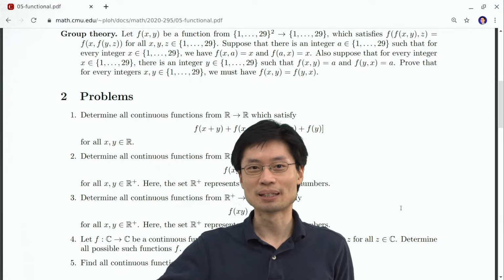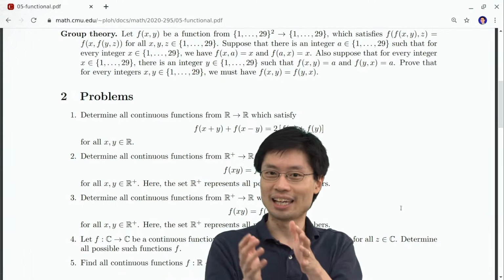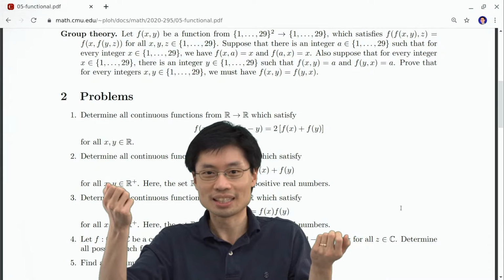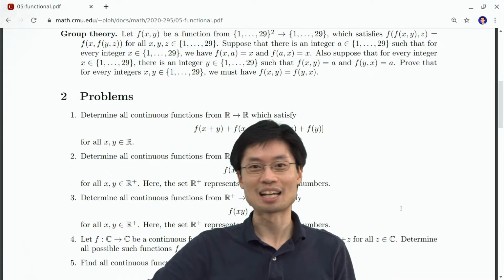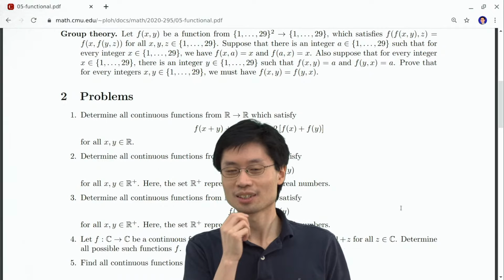Inverses, right? This is basically telling you that if a was supposed to be your identity, meaning you take anything with a, you get yourself back, then no matter what number you have from 1 to 29, you can take f with it and get back this identity. So they're the inverses. And then the thing you're supposed to prove is that f of x, y equals f of y, x. What could that property be? Commutativity, exactly.